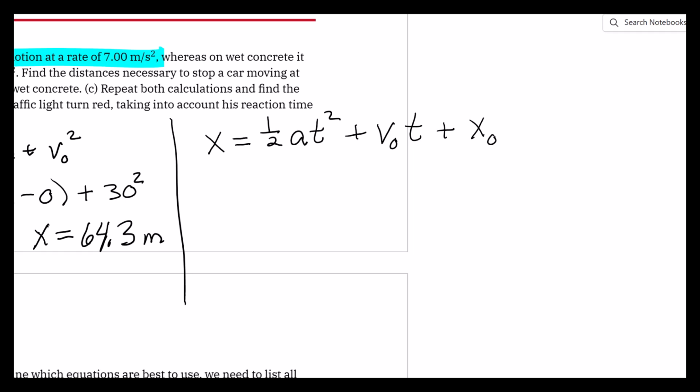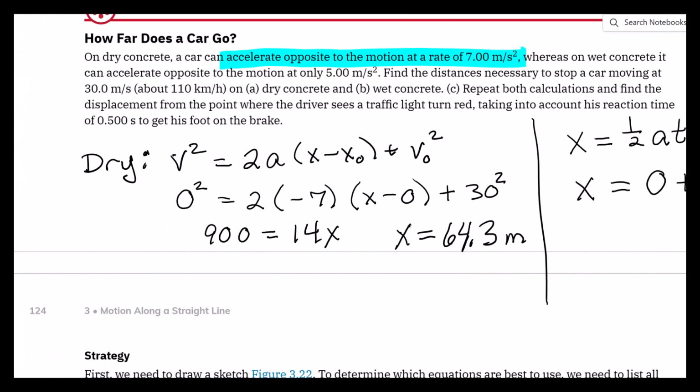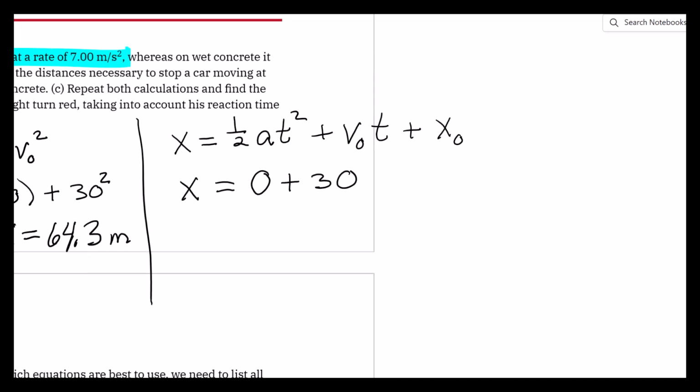So my x that I'm looking for is that x. Now he hasn't hit the brakes, so his acceleration or deceleration is 0. His velocity is 30 meters per second, and his time that he waited was 0.5 seconds. And he started at 0 location. Okay, so that means that he initially travels 15 meters before he hits the brake.